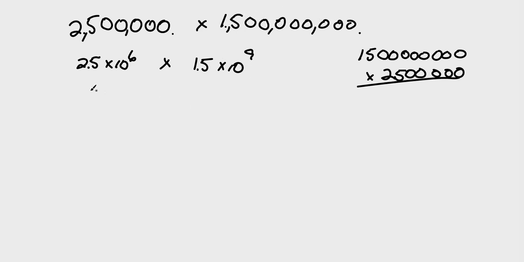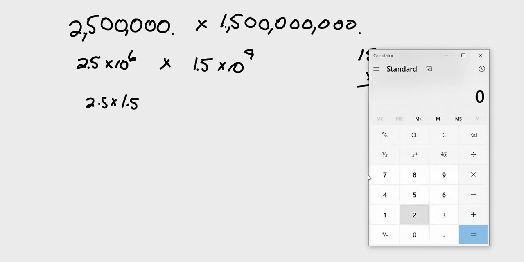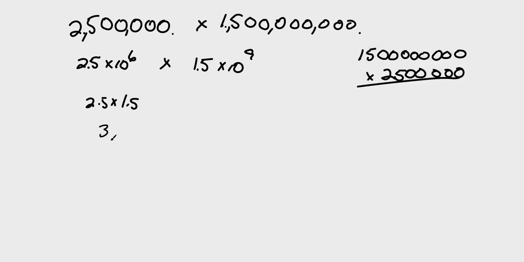So what we can do here is deal with our numbers first. 2.5 times 1.5. We might be able to do this in our head, but since we're in science class, we can use calculators. 2.5 times 1.5 equals 3.75. Now significant figures. We have two significant figures here, two significant figures here. We should report our answer in two significant figures. So that rounds up to 3.8. 2.5 times 1.5 is 3.8.